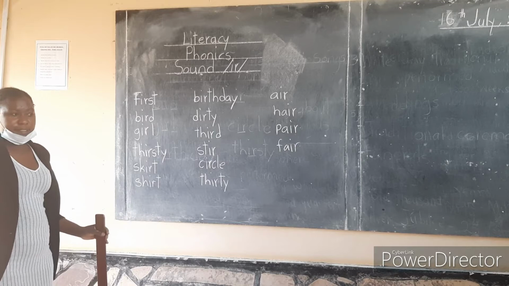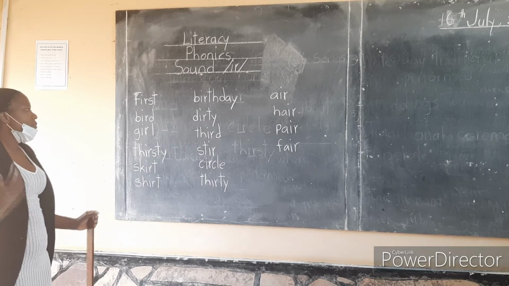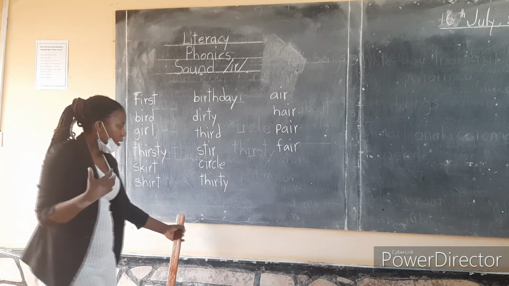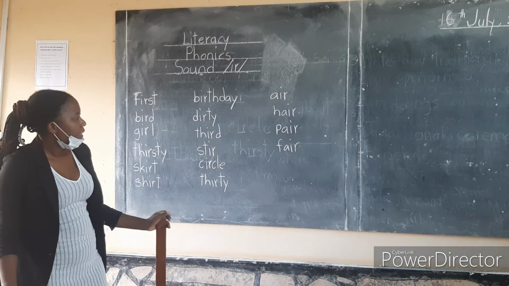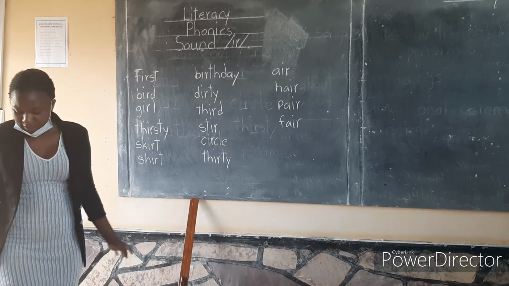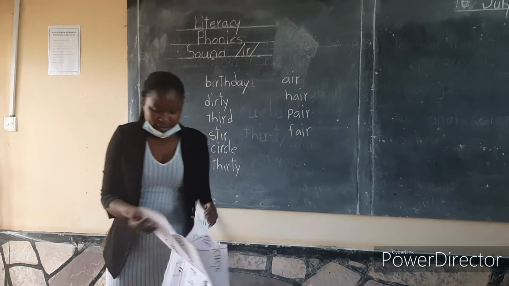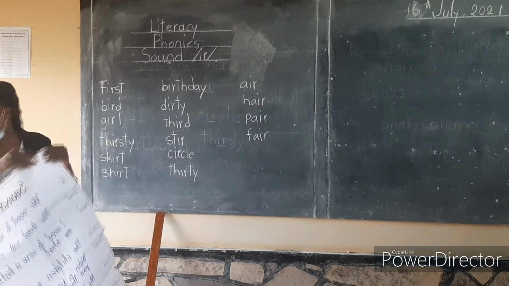First, bird, girl, thirsty, skirt, shirt, birthday, dirty, third, steer, circle. 30 is the number that comes after 29. Air, pair, fair. Are we together? So now, here with me, I have a chart with the words and the sentences, where the words are being used in sentences. Are we together?